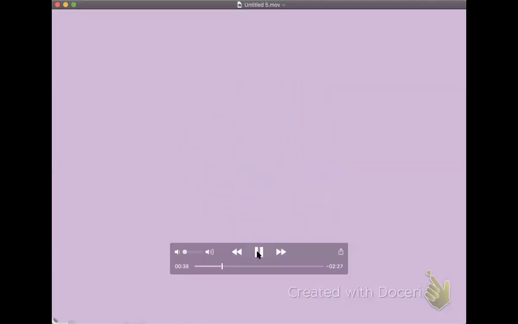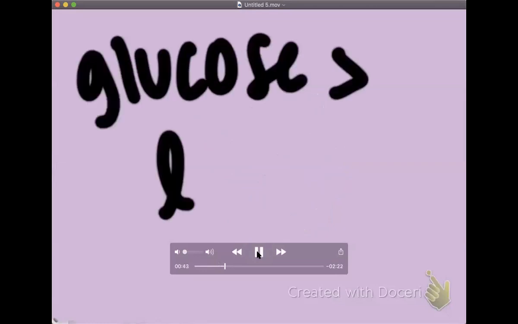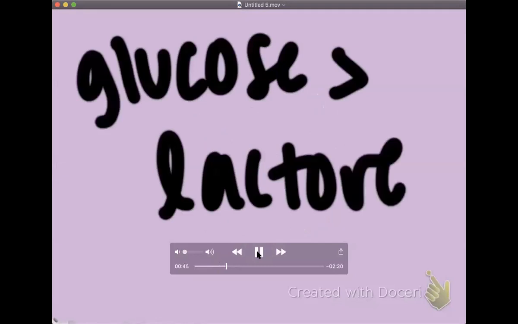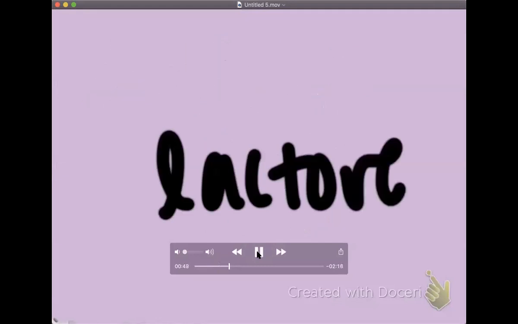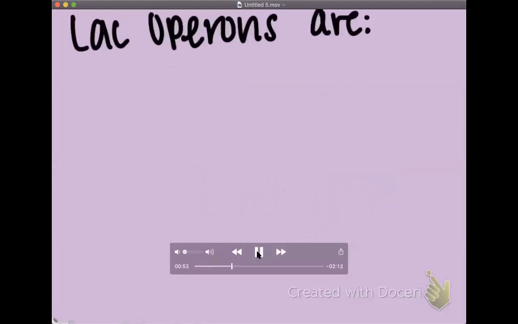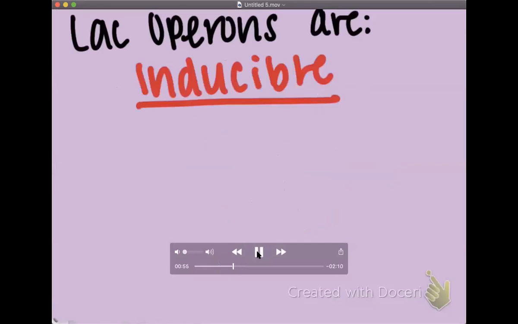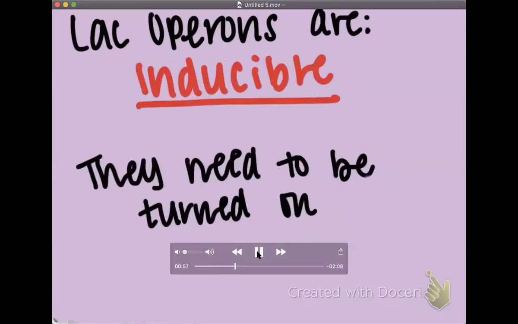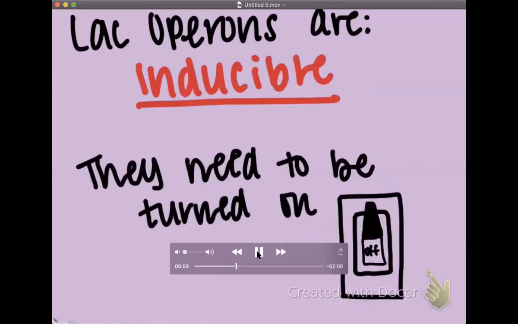They allow for bacteria to use lactose as a source of energy. Glucose is actually more efficient to use for energy than lactose is, so bacteria do prefer to use glucose. However, they will use lactose if glucose is unavailable. Lac operons are inducible, which means that they're usually turned off and they need to be turned on. Lactose is the inducer, and it turns the operons on.